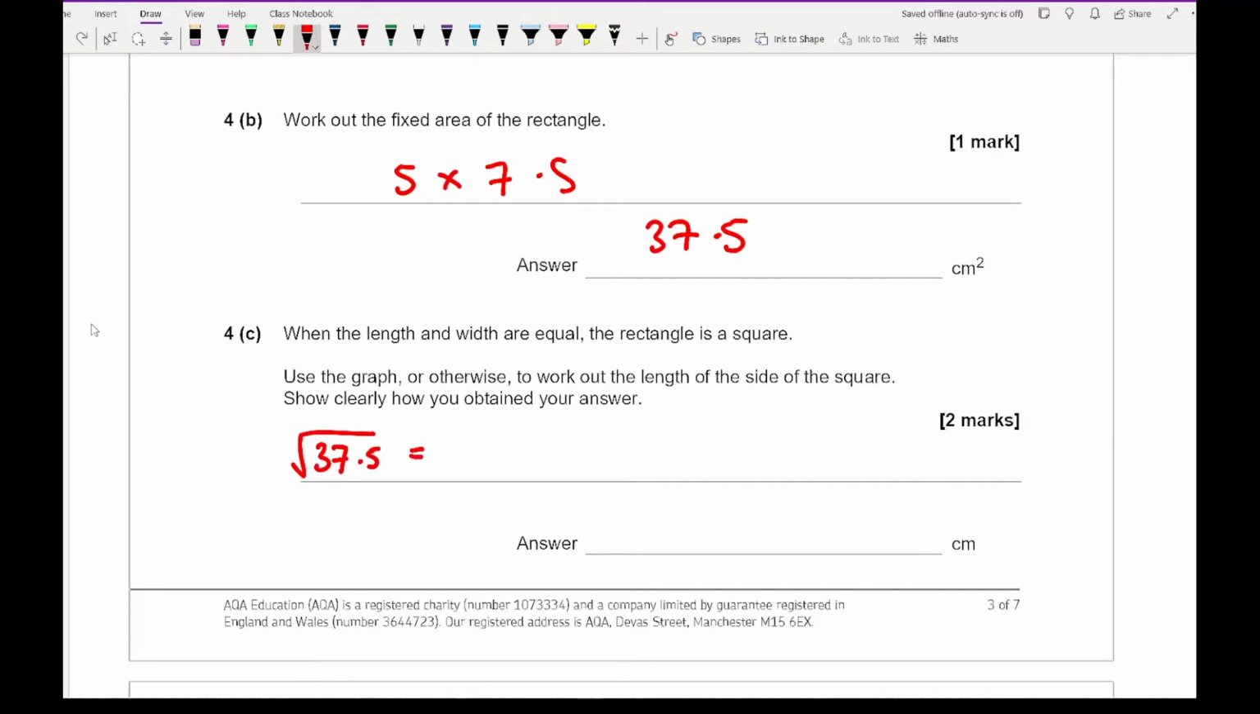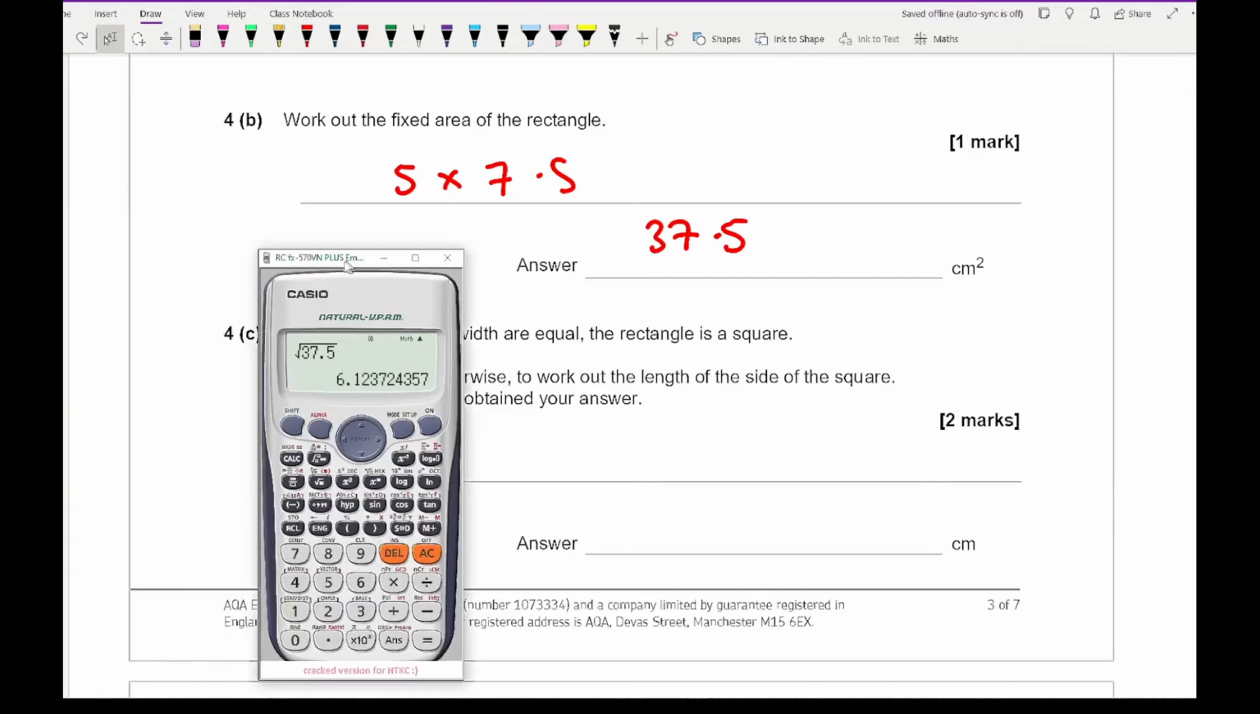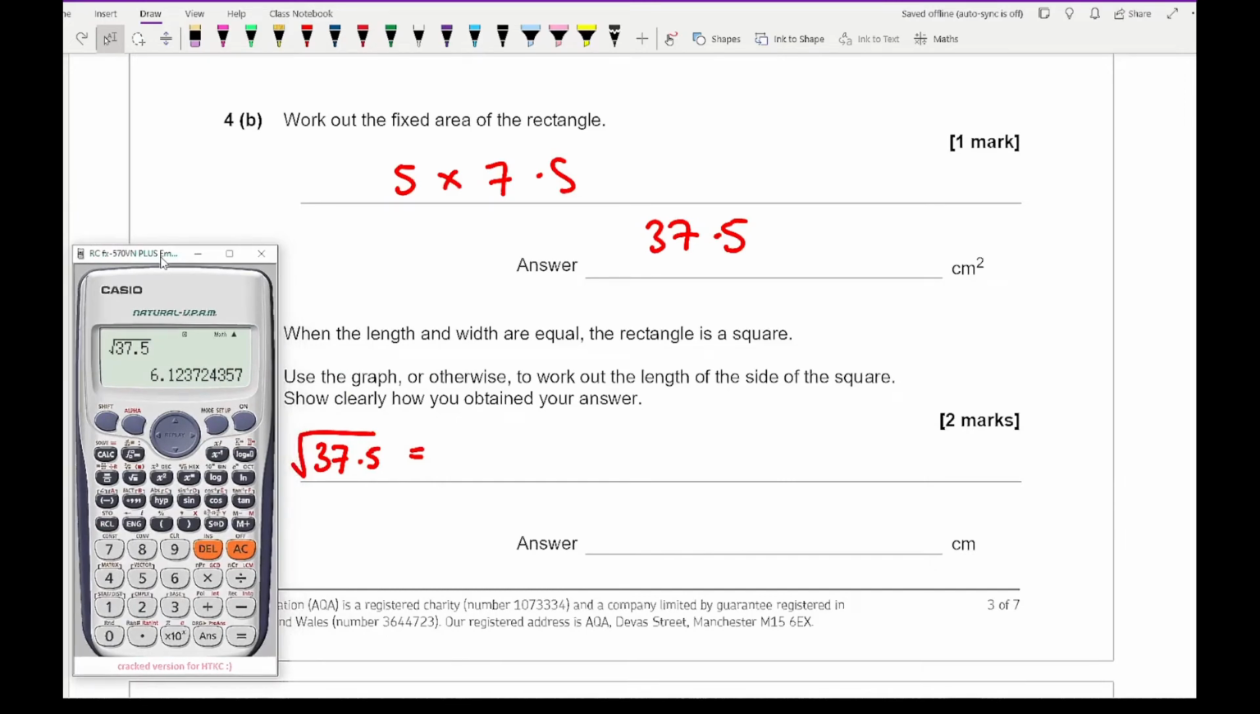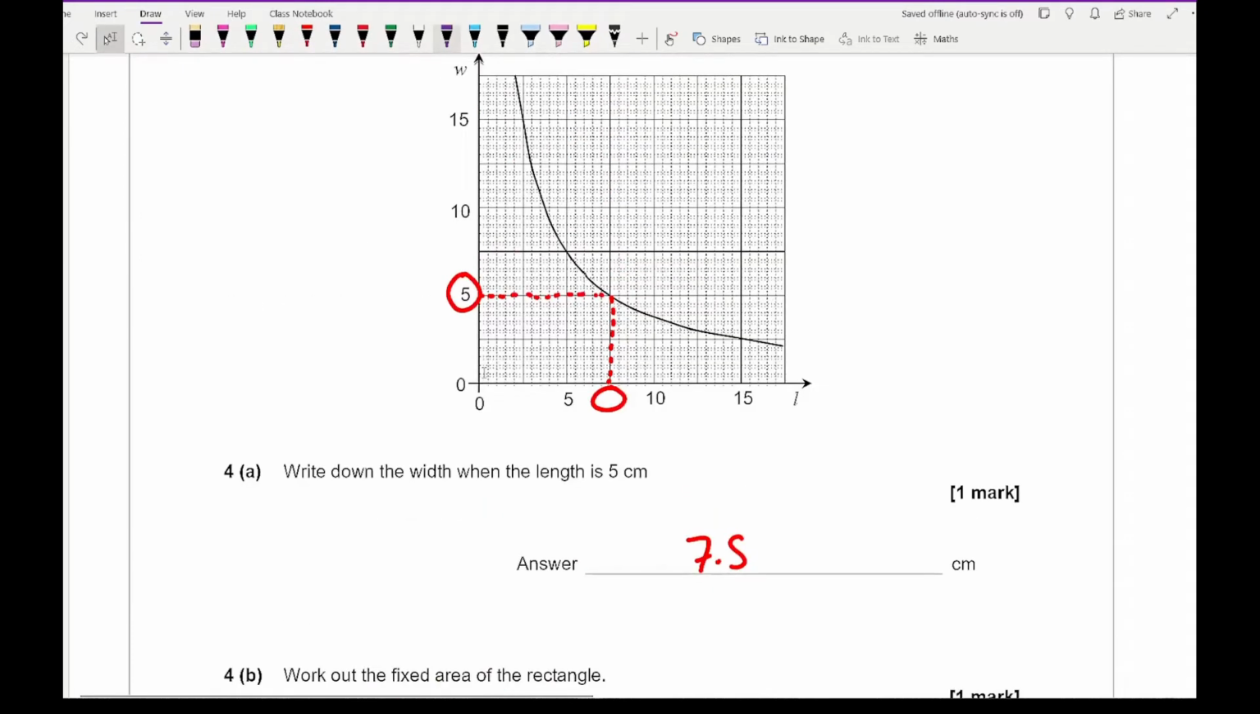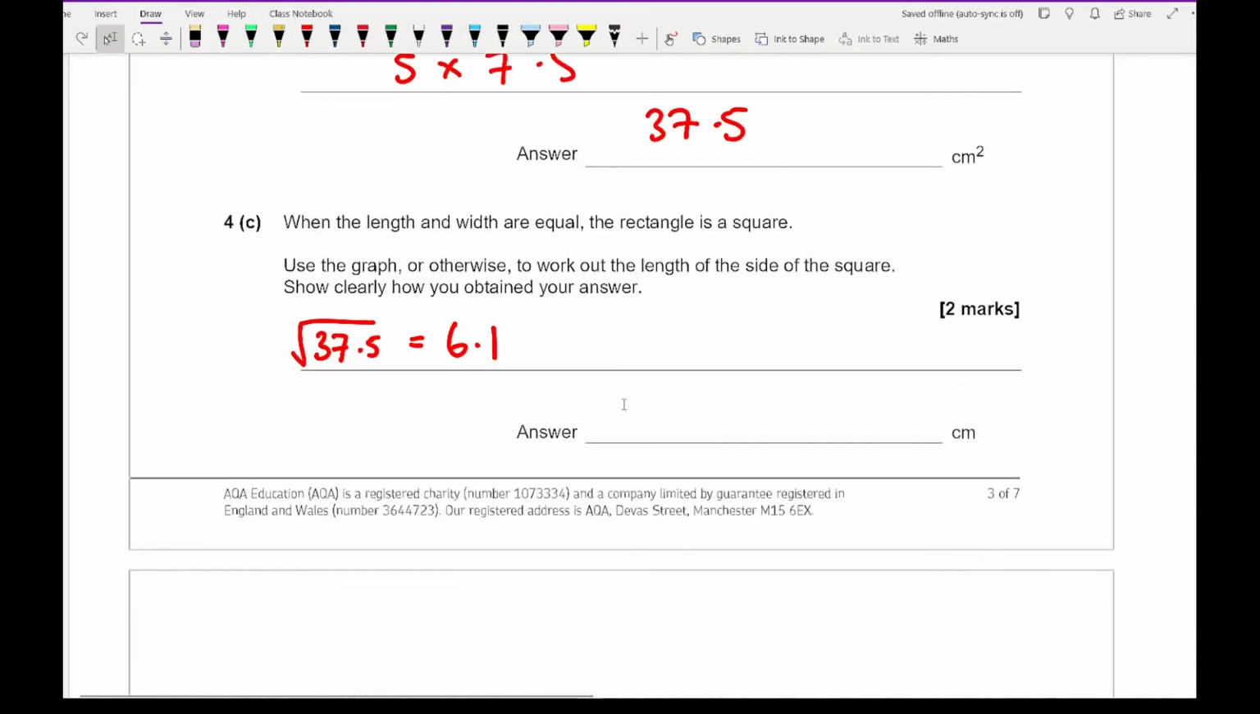So if I then do the square root of 37.5, let me just do that on my calculator, and I get an answer of 6.123. So we're looking at roughly around 6.1. Now again, if I go back to my graph, I'm looking for the values where it's the same along the X and the Y axis, or L and the W axis, and 6 is probably going to be around here, and you can see on the graph that this value here and here would be the same at around about 6. So I would say an answer of around 6.0 to 6.2 should be okay.